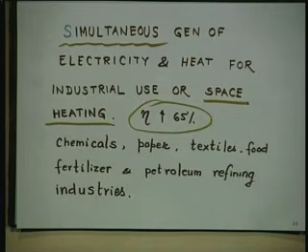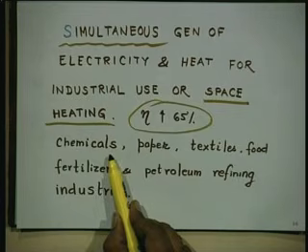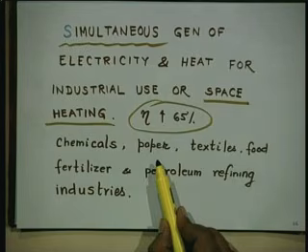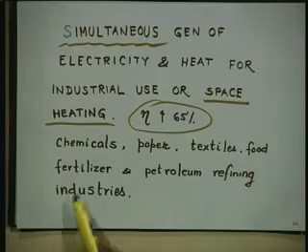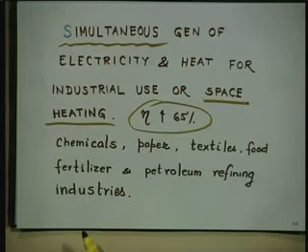Which are the industries where you need steam? Chemicals, paper, textiles, I talked about textiles a couple of minutes back, food, fertilizer, petroleum refining industries. And if you have a captive power plant, what do you mean by captive power plant? The present energy bill passed in 2003 now allows you to generate your own power. Even IIT Delhi is thinking of generating its own power.